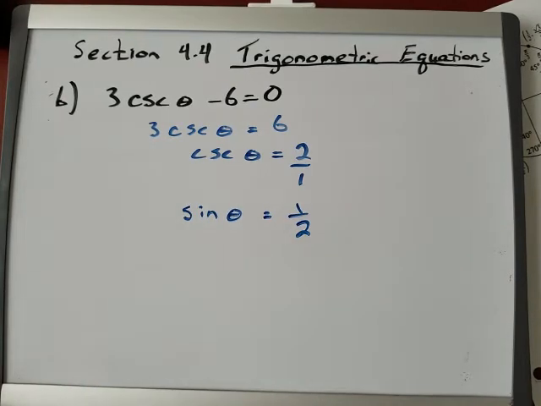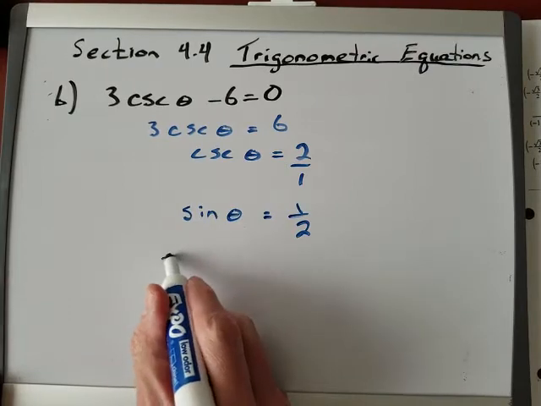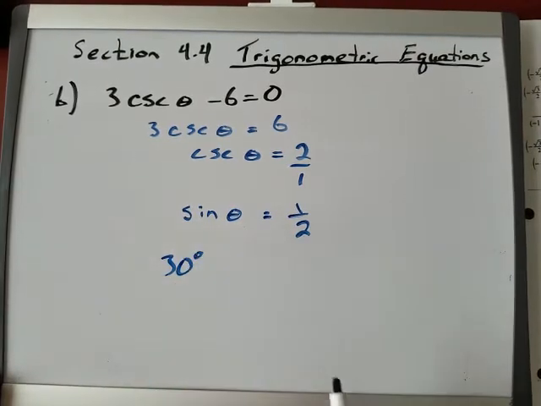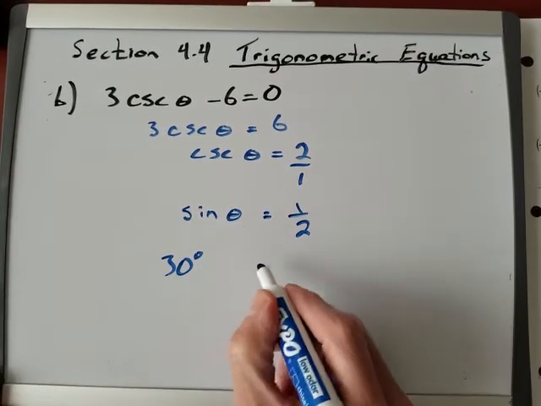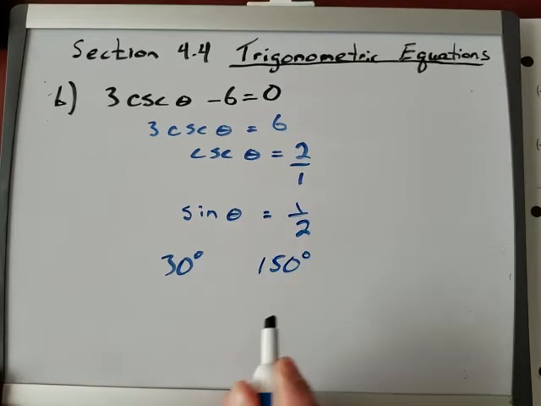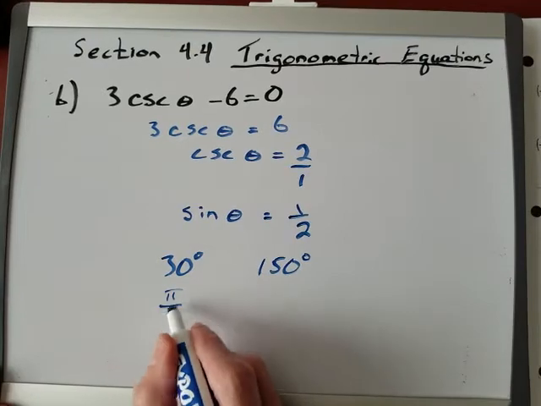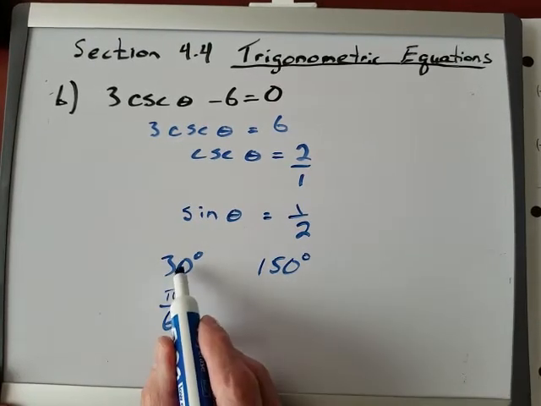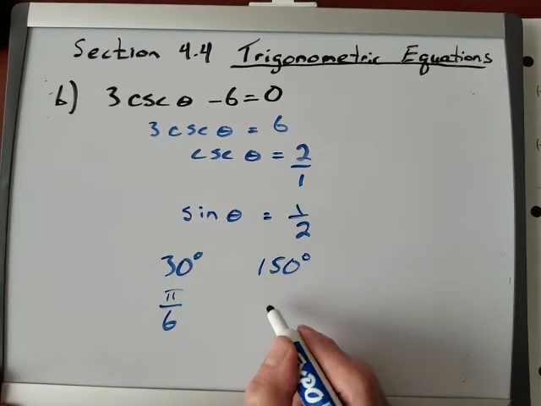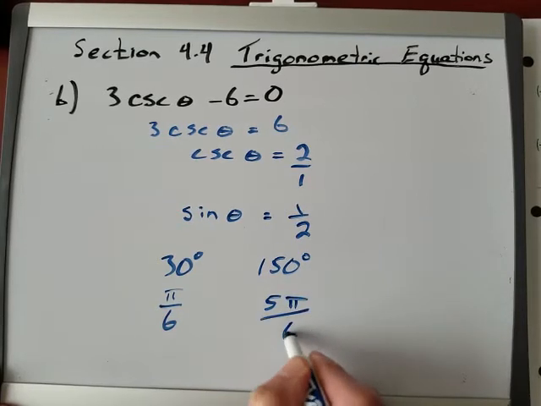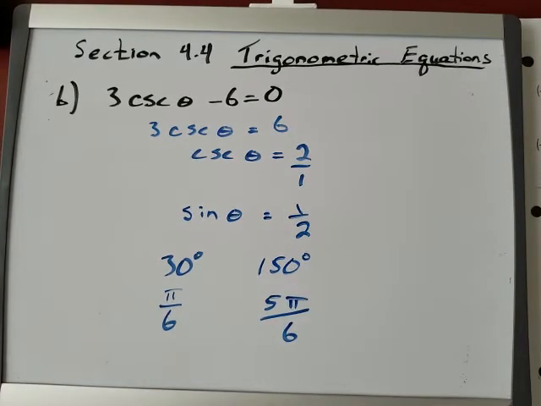So where would sine be a half on the unit circle? That would be at 30 degrees and also 150 degrees. And then as always, we want to write them down in radians because that's the way the question was asking us to write them down, not in degrees. It's fine to write down the degrees, but make sure you get the radian measure down. And we have 5 pi over 6.